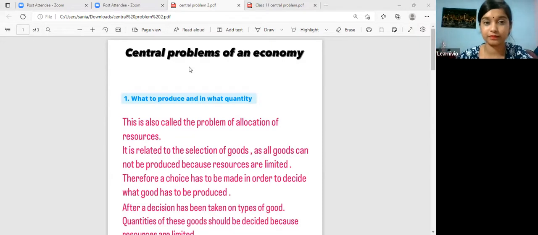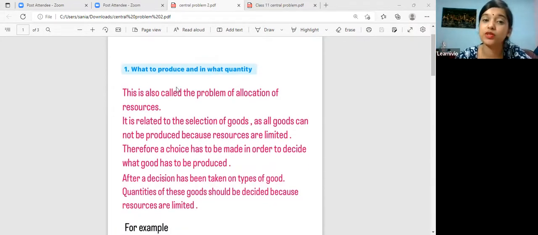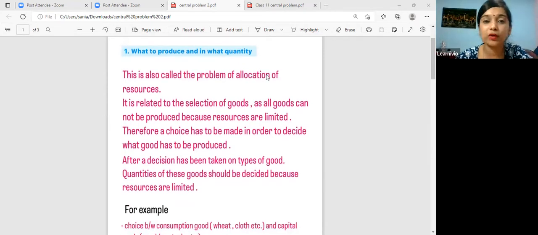Now, central problems of an economy. First was what to produce. So this problem is also known as problem of allocation of resources. Allocation, you know, where to allocate the resources, like which good you need to produce. So it is basically related to the problem of selection of good. Why? Because you cannot produce each and every good because you have very limited resources, right? Therefore, you have to make a choice what good you need to produce.